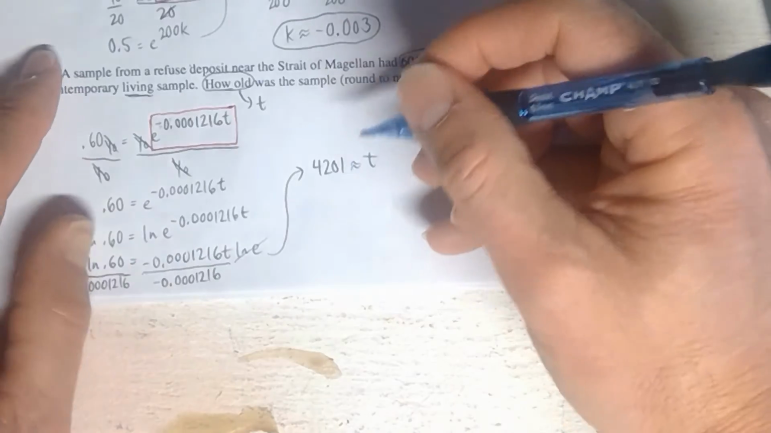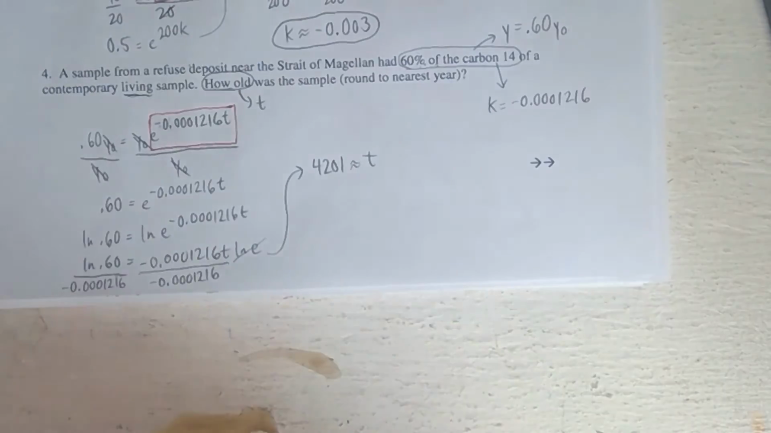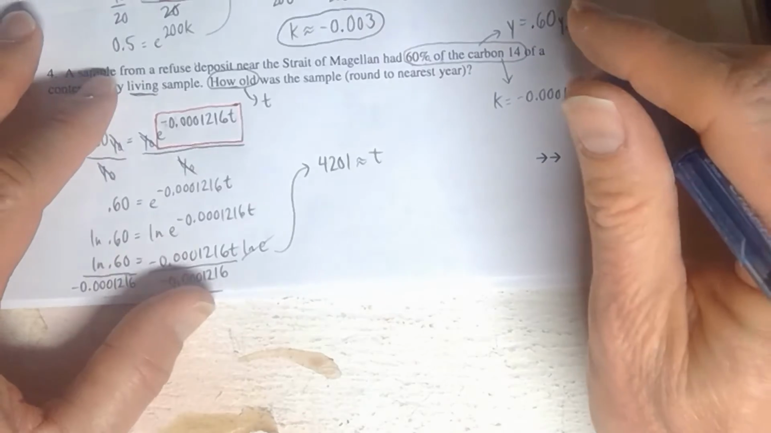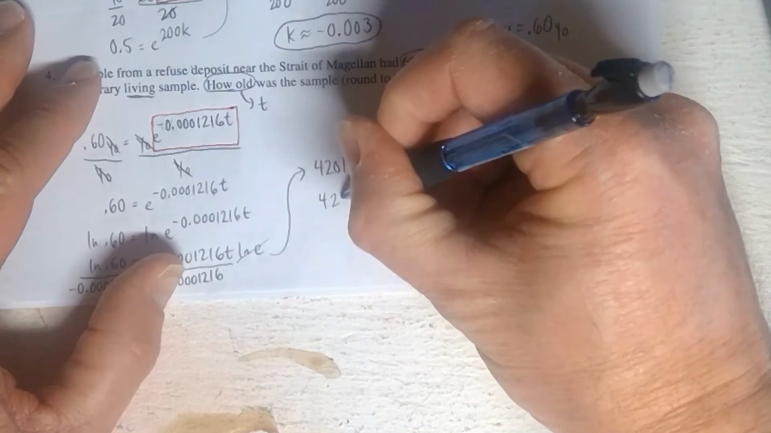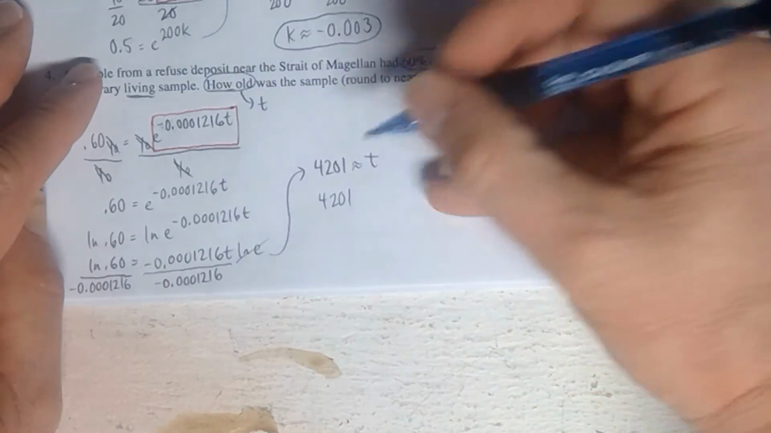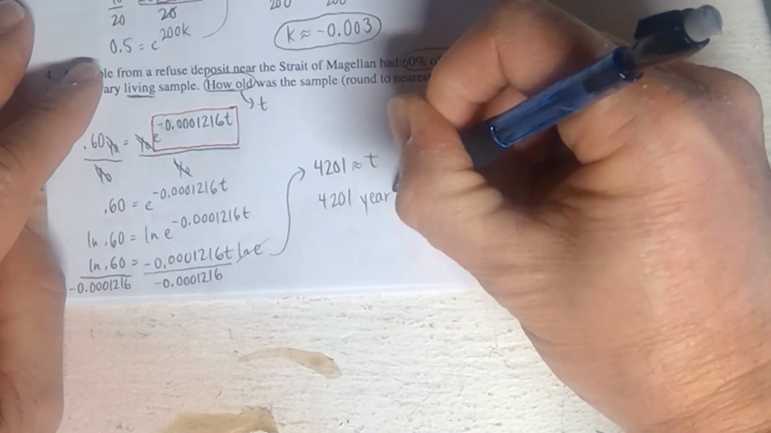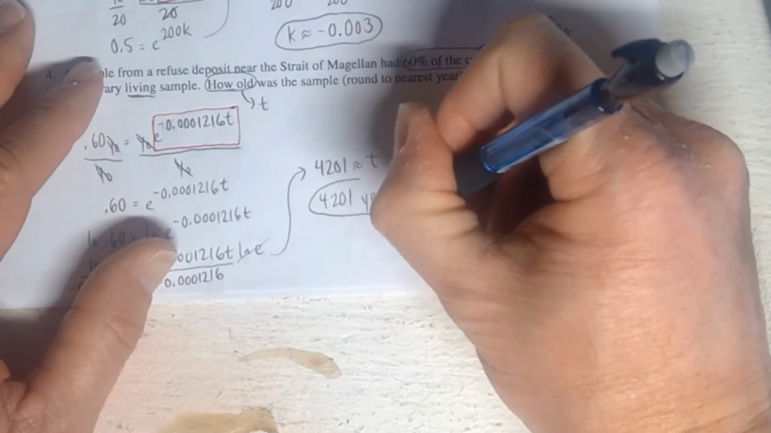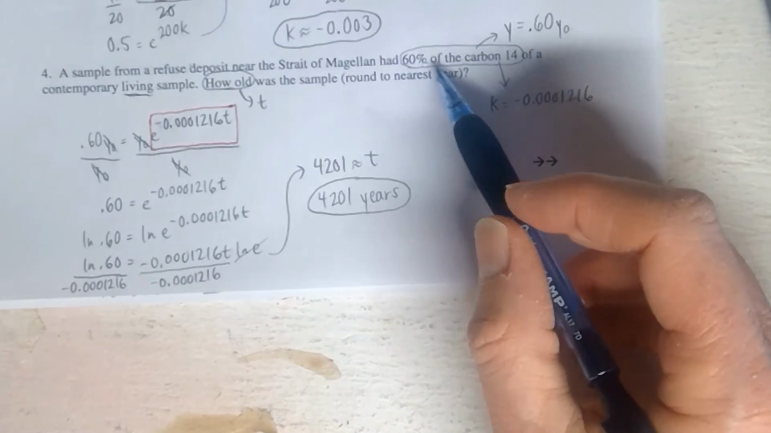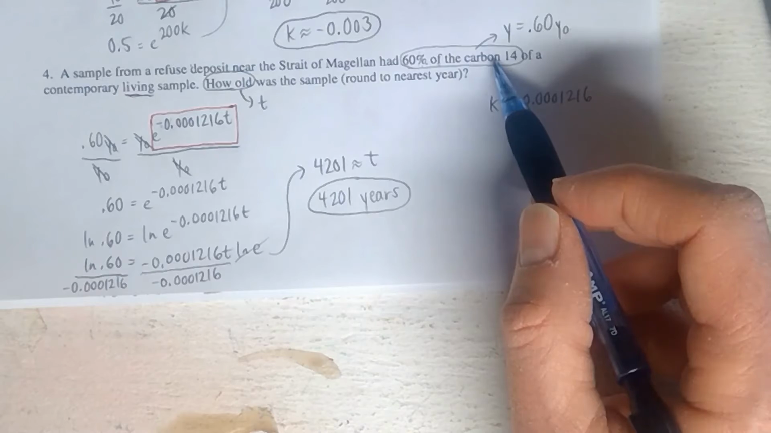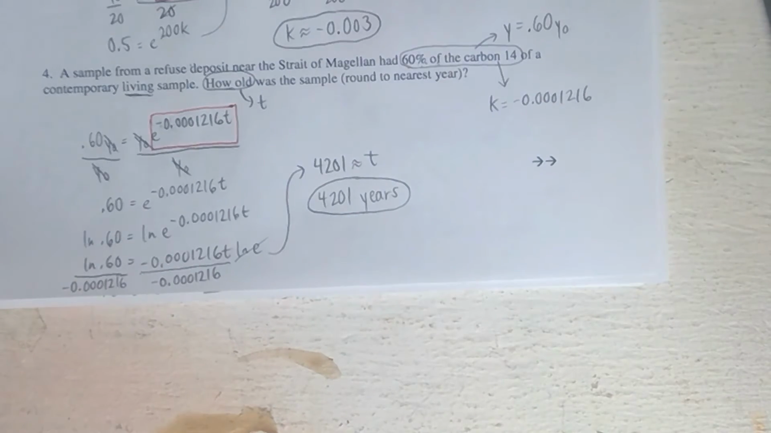That means that that living animal, whoever it is, that living being, has been dead for 4,201 years. That's how old the sample is at the time that they found it, and they tested it out, and they found out that there was still 60% carbon-14 left. It had been there for 4,201 years. That living being had been dead that long.